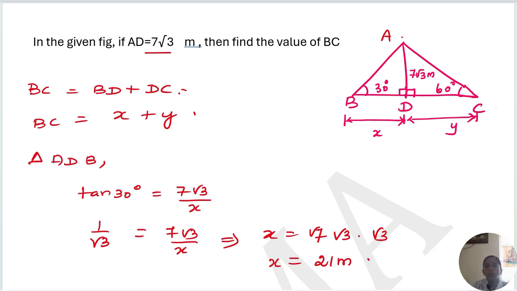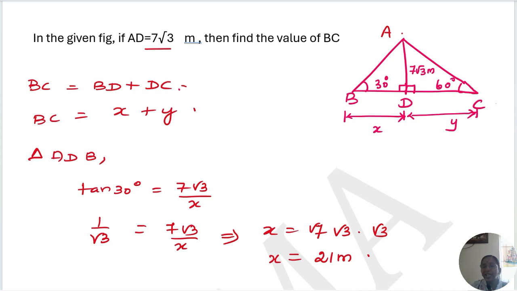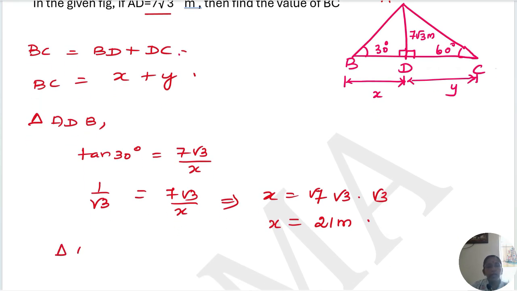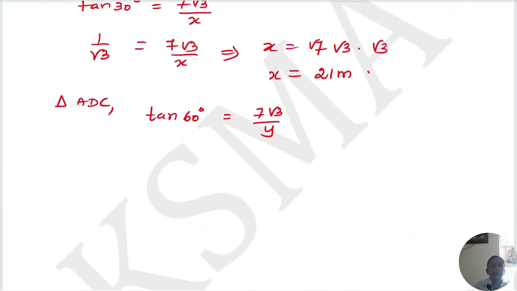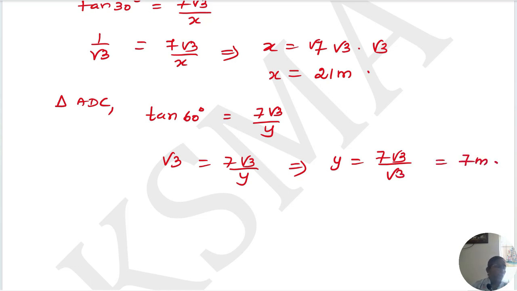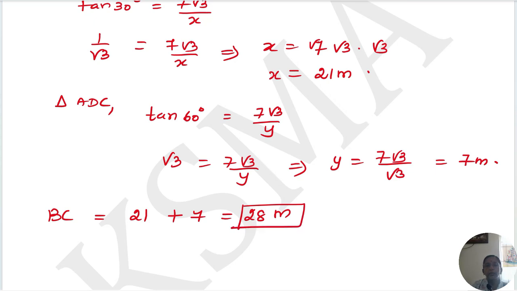And now for your y calculation, consider the triangle ADC. So tan 60 degrees. Tan 60 is equal to 7 root 3 divided by y. The tan 60 value is root 3. Root 3 is equal to 7 root 3 divided by y. So y is equal to 7 root 3 divided by root 3. So that is equal to 7 meters. And we know our BC is x plus y. x is 21 and y is 7. So together the value is 28 meters.